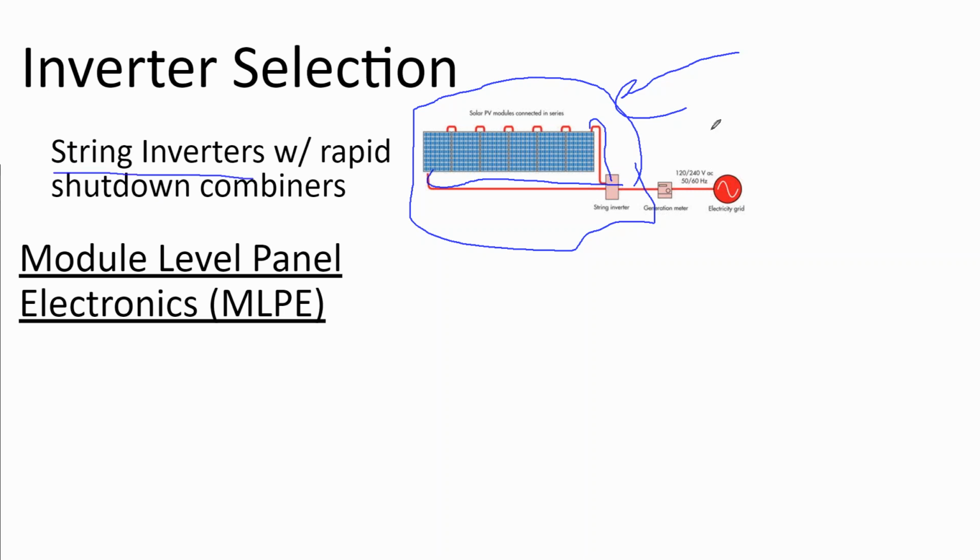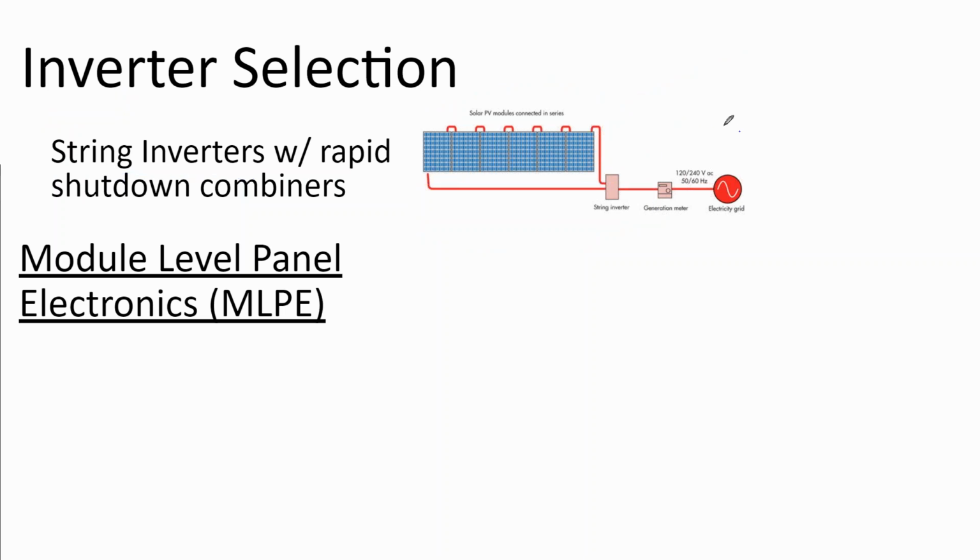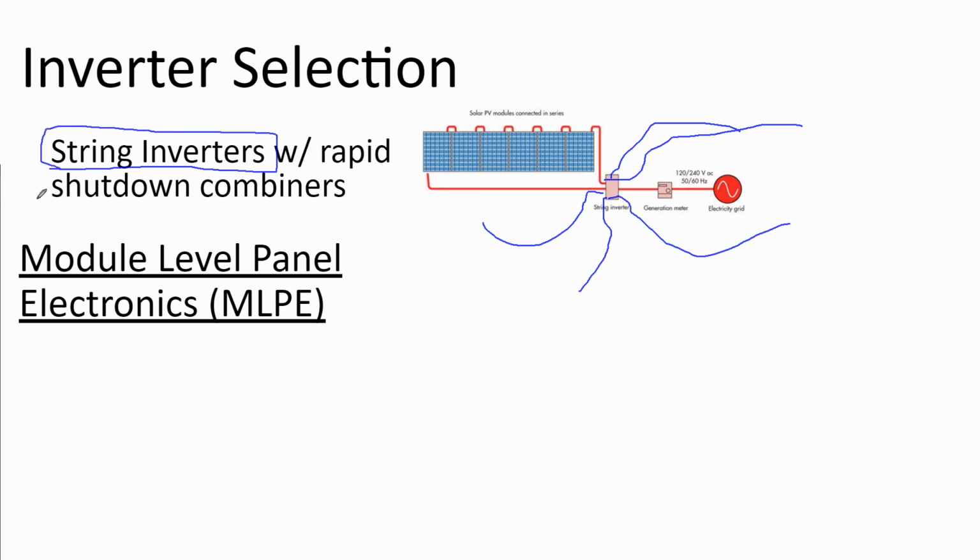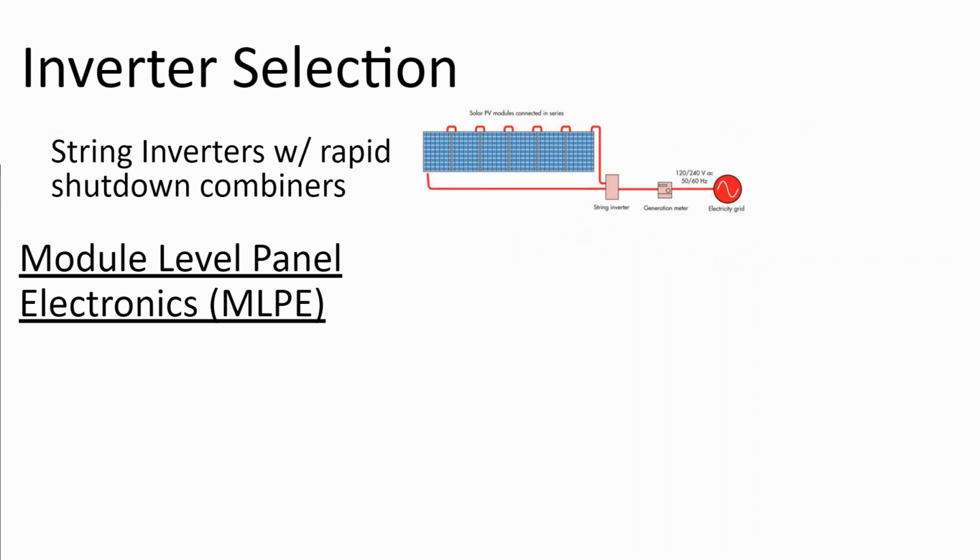And at the commercial level, these things get large enough to differentiate between a small string inverter and a large string inverter. Commercial inverters are called central inverters, but a central inverter is an inverter that can have multiple strings or circuits plugged into it. Well, these string inverters are like the first kind of inverter system.